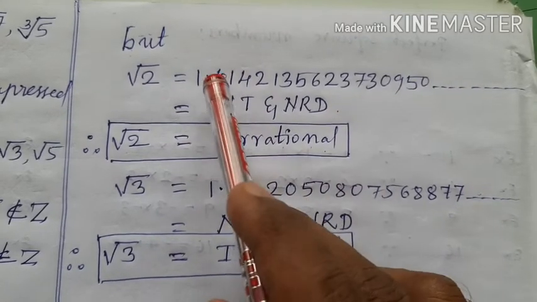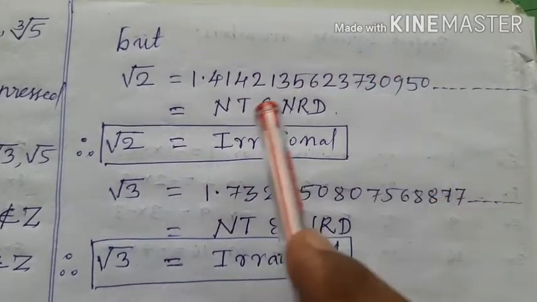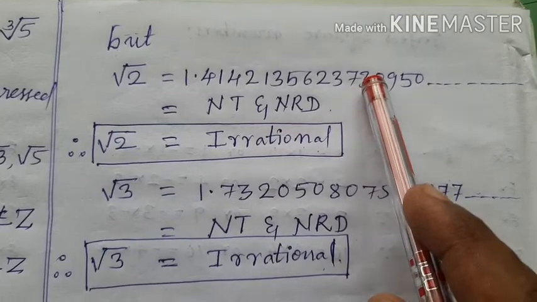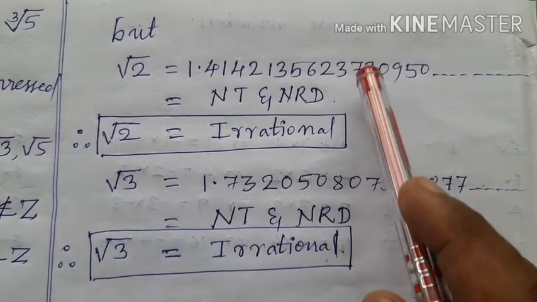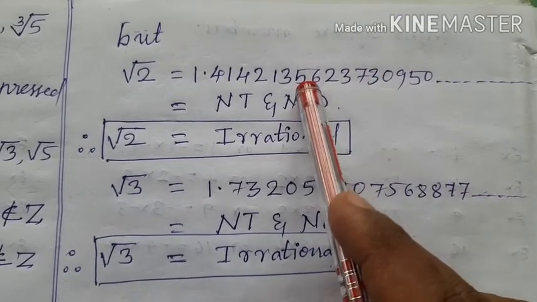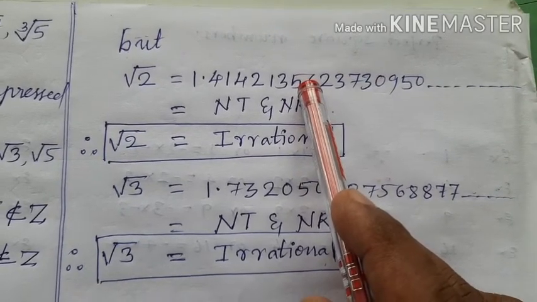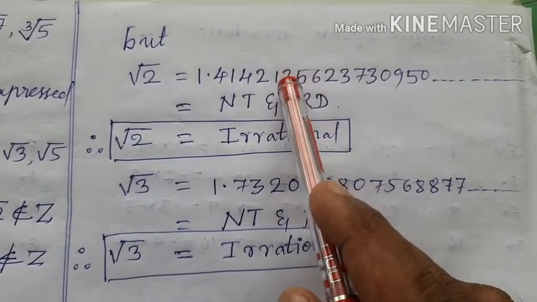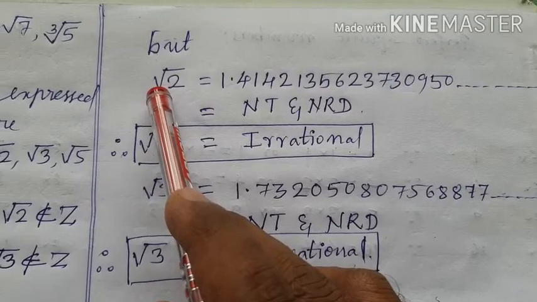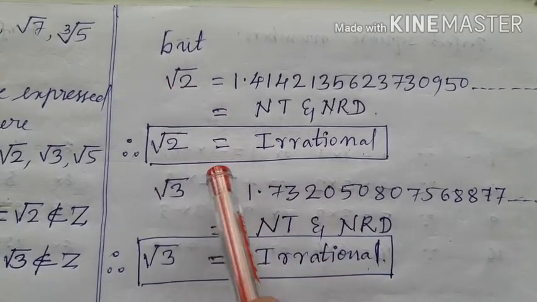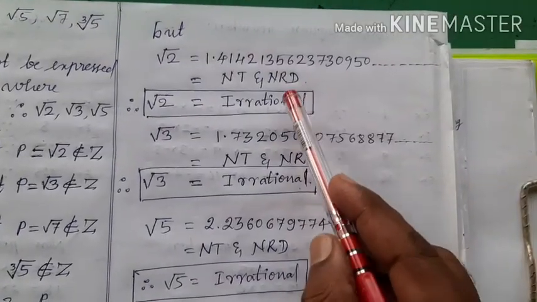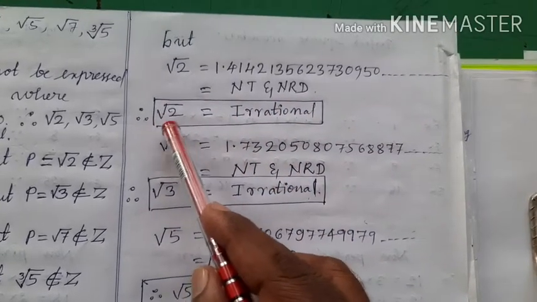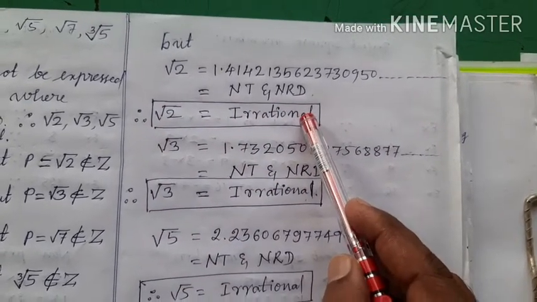So children, here this decimal is non-terminating and non-recurring. It is not expressed in the form of p by q. That is why this is irrational. But this decimal is equal to root 2. Therefore, root 2 is also irrational. That is why an irrational number is equal to root 2 and root 2 is equal to an irrational number.